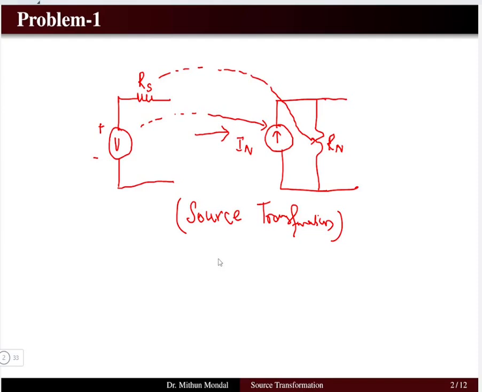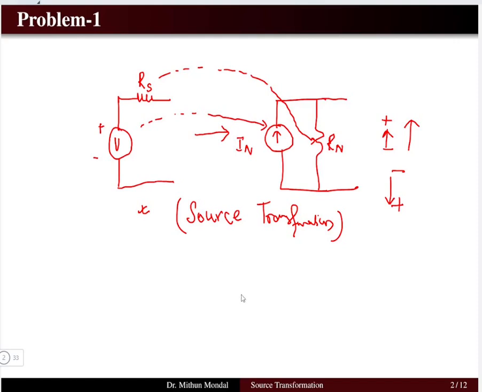The only thing you have to consider is that, because this comes from a very complex circuit, the rest of the circuit should not be disturbed. The direction of the arrow of the current source will be in the direction where the positive terminal of the voltage source is. So from the negative terminal to the positive terminal, you should have the direction of the current source. If your negative terminal is upward and positive terminal is downward, the direction of the current source will be downward.